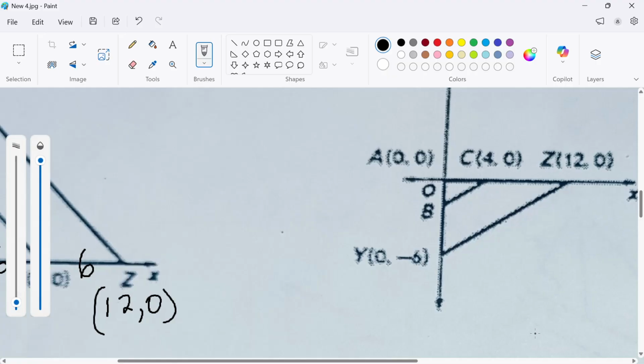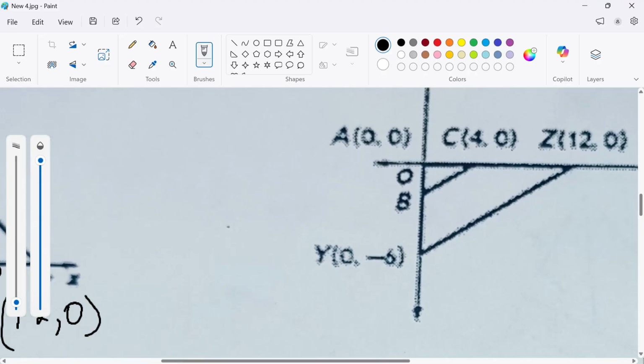I guess I'll do this one next. Hold on. This is 4, because it goes to 4, then goes to 12, which is 8. I don't know what this is. I know this whole thing is 6. It goes 6 down. This whole thing is 12. So now I guess I can find it.